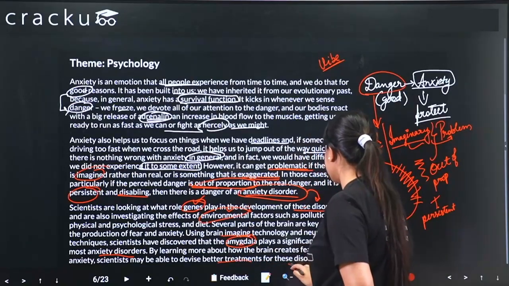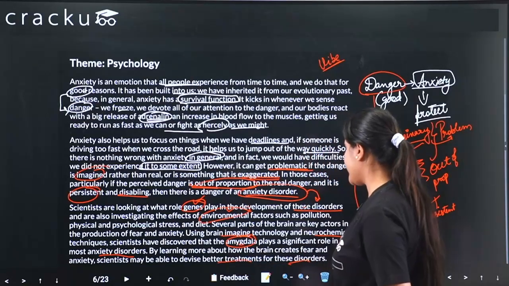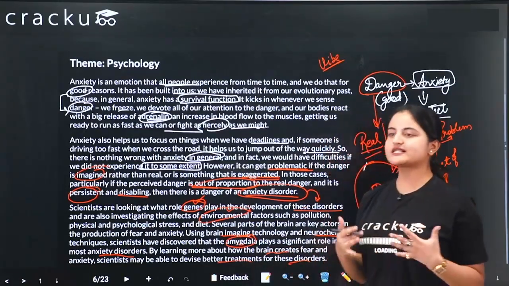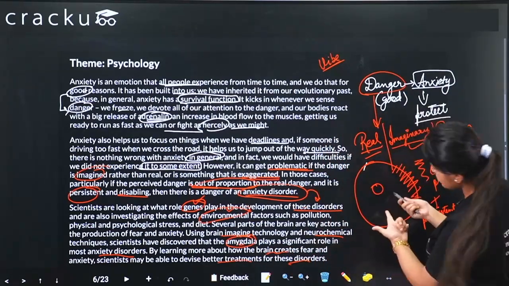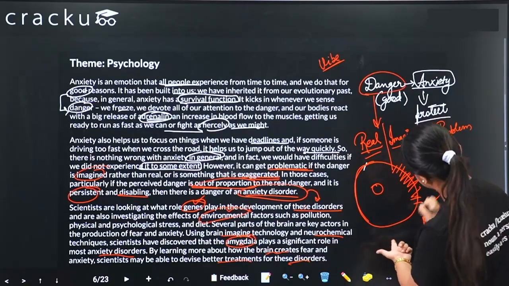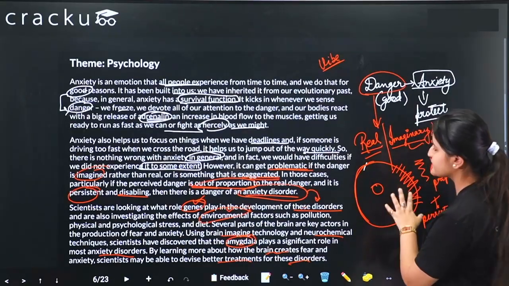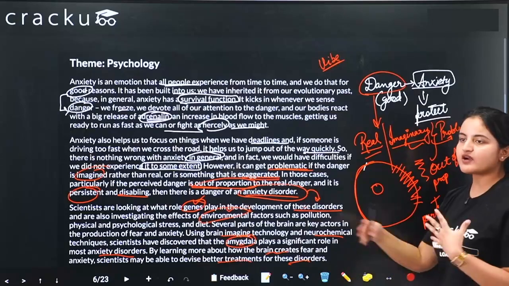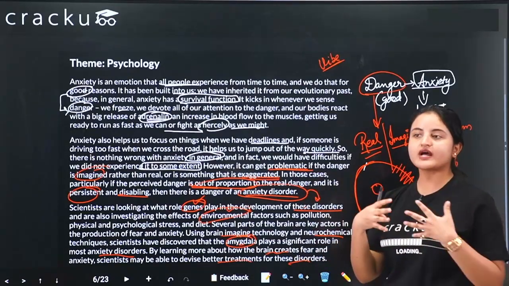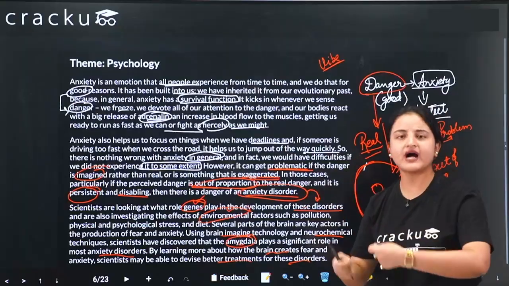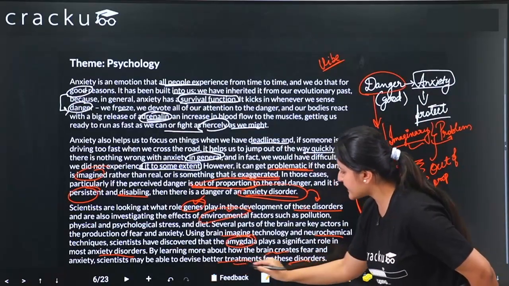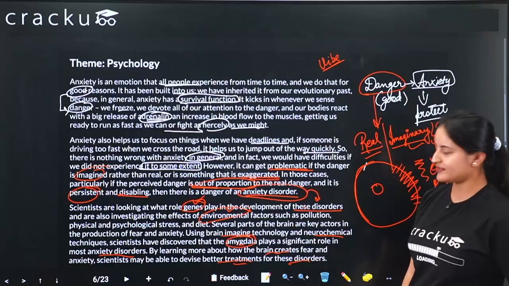By learning more about how the brain creates fear and anxiety, scientists may be able to devise better treatments for these disorders. So basically, if we learn more about how the brain is creating anxiety, because we know anxiety is happening when the danger is blown out of proportion or when the danger is persistent, we are basically trying to study why these things are happening. When we try to study the why and the how of the situation, then we will be able to devise the treatments for them, right?